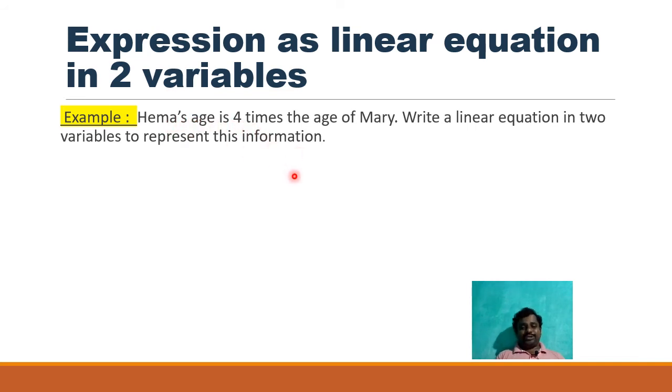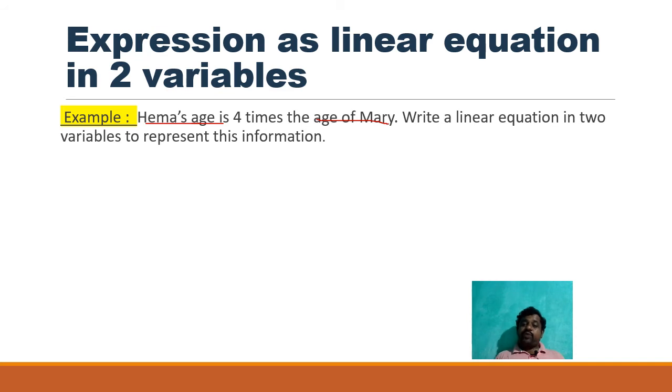Dear students, first of all, we must understand the question. If we understand the question very well, we can get the answer easily. Otherwise, we can't write the answer. Hema's age is 4 times the age of Mary. Write a linear equation in two variables to represent this information. First identify what the variables are: Hema's age and Mary's age. These are variables.